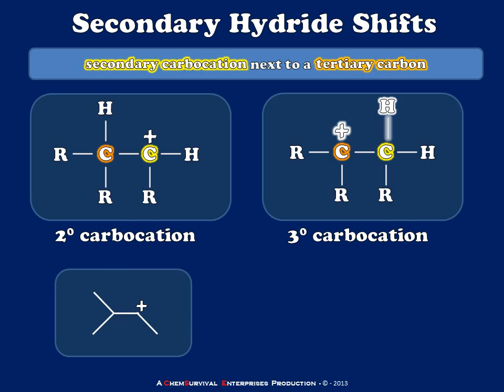In a skeletal structure, it would look something like this. Here's our secondary carbocation, and of course, since the hydrogen isn't shown, we'll have to put it in there in gray. It shifts and ultimately just relocates the positive charge to a more stable location.